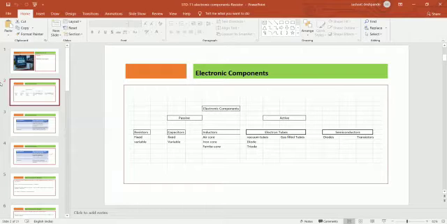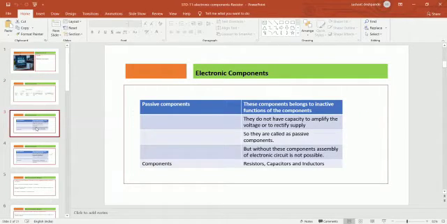Now let's see what we mean by passive and active components. When we say passive, it means these components belong to inactive function. In electronic circuits, there are functions like amplifying the voltage or rectifying the supply. Such functions are not performed by these components. They do not have the capacity to amplify the voltage or rectify the supply. Hence, they are called passive components.